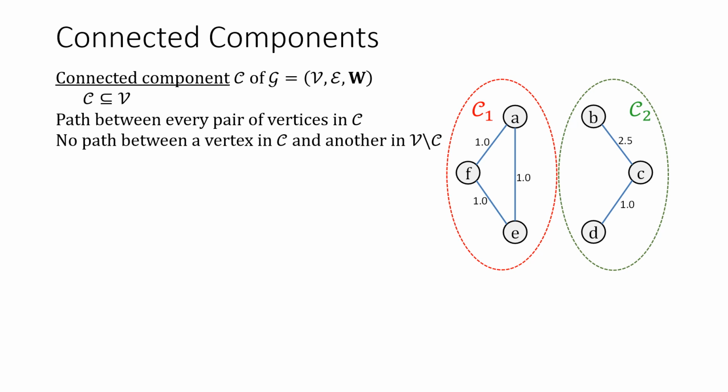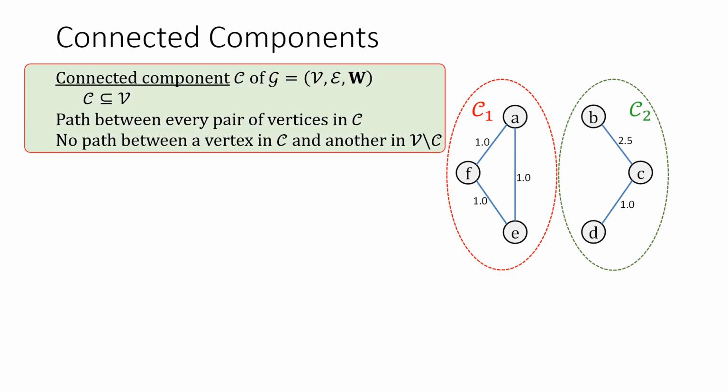So this is the formal definition of a connected component. In our example, we had 2 connected components. Let's call them C1 and C2.